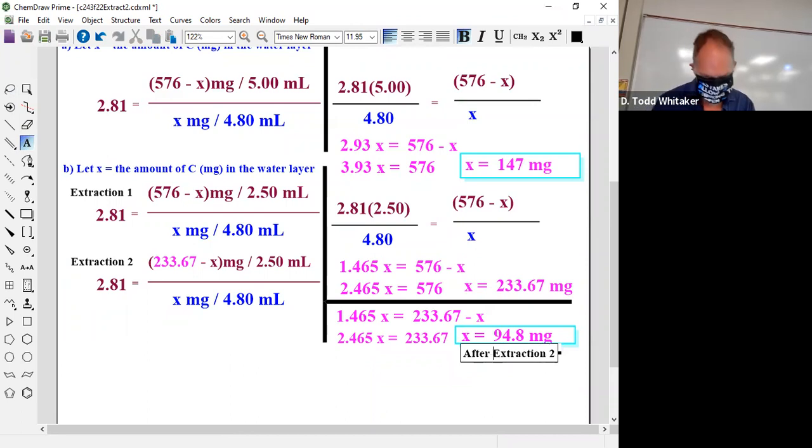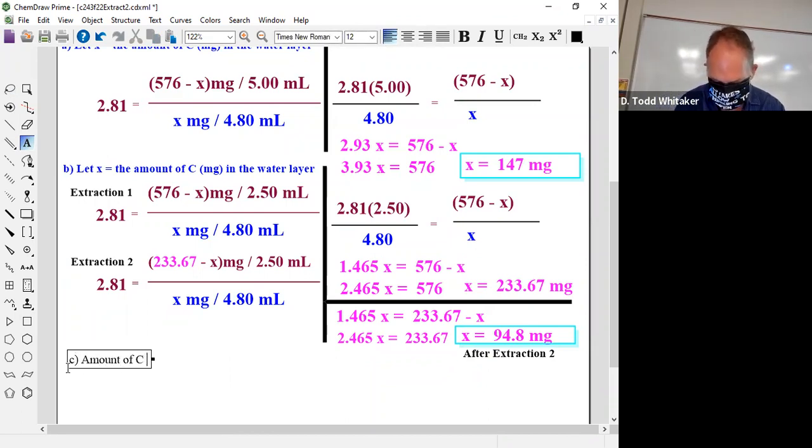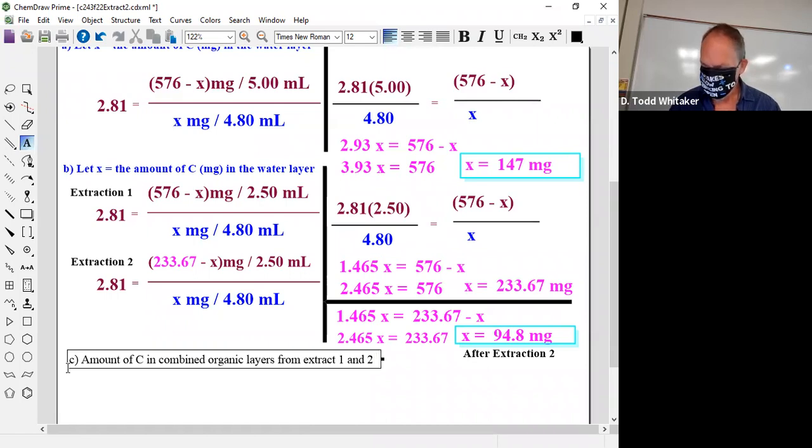Remind me what X represents again. The amount of chemical in the water layer. So how much chemical, this is part C, how much chemical is in the organic layer after 2 extractions? Amount of C in organic, combined organic layers from extraction 1 and 2. Do not make your job hard. If 94.8 milligrams is all that's left in the water layer, how much total went into the organic layers?